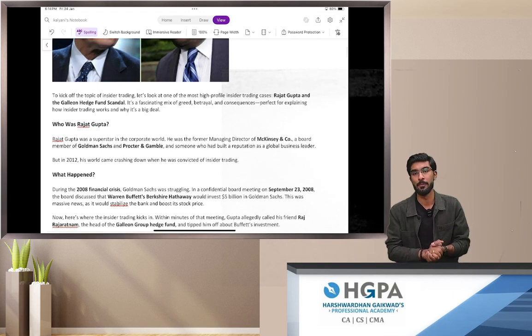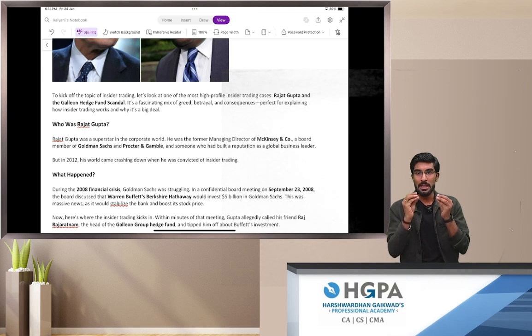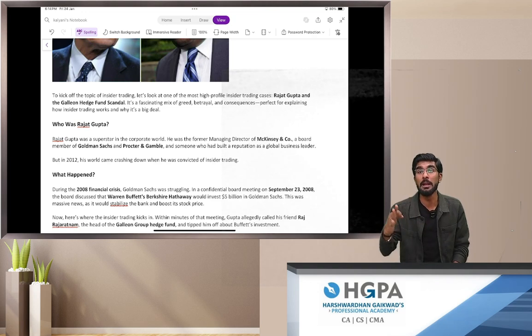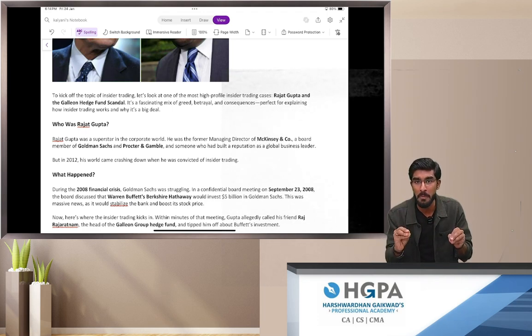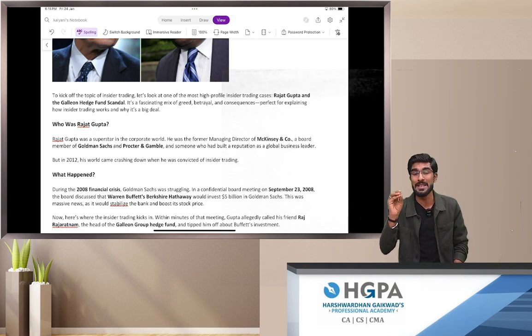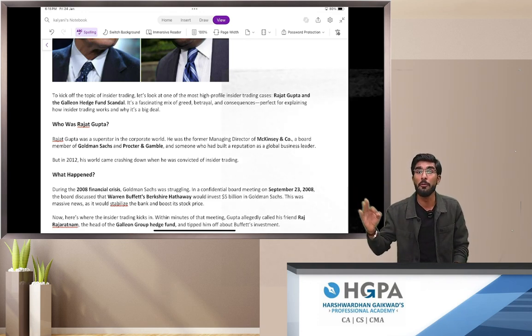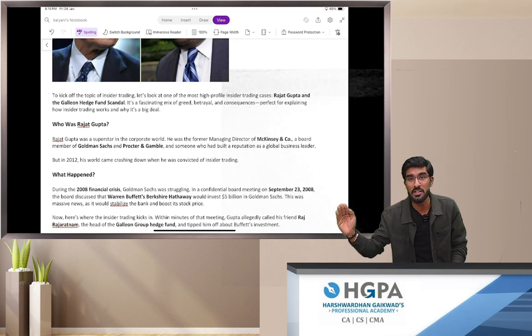Berkshire Hathaway. Okay, so this news was only known to the board of directors of Goldman Sachs in its board meeting conducted on 23rd September 2008. It was a very confidential board meeting, people. Nobody else had knowledge of Warren Buffett's huge investment of $5 billion.